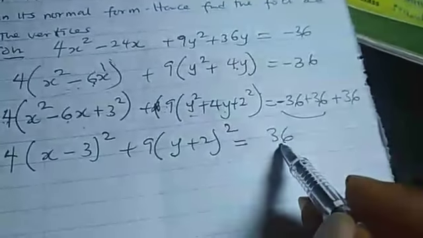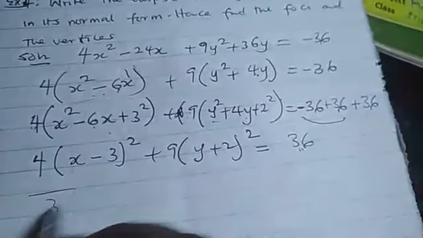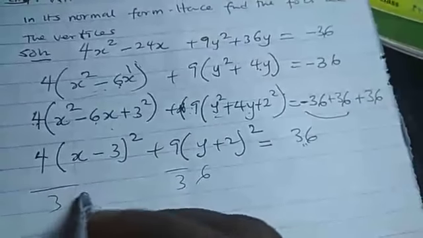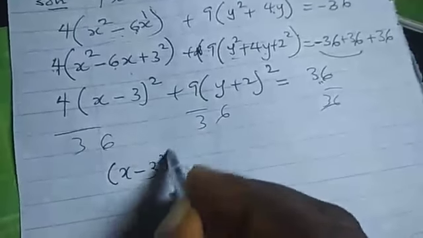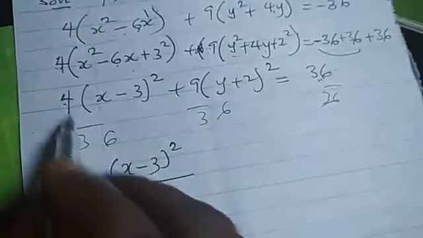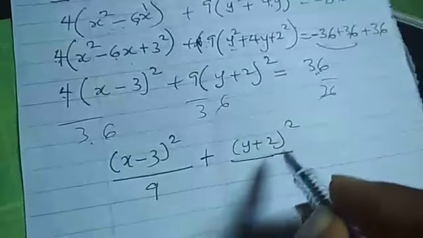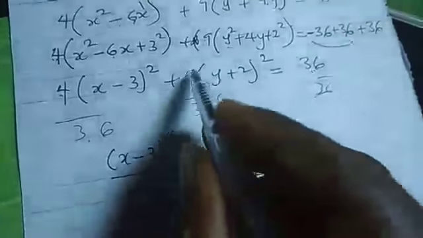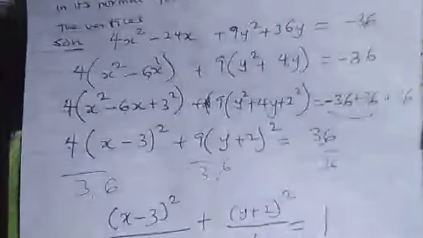So we need to divide both sides by 36, because in an ellipse this side must be 1. At the end of the day, I'm going to have x minus 3 squared over 9, because 36 divided by 4 is 9. This one too is y plus 2 squared over 4, because 36 divided by 9 is 4. 36 over 36 is 1. So this is the canonical form or normal form of the equation of an ellipse.